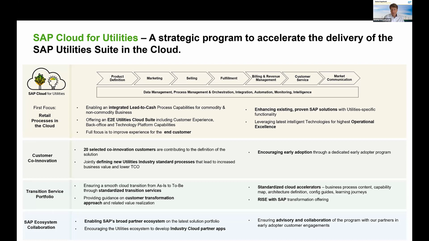Important to understand is that we do that together with the market. We have a group of co-innovation customers that help us to specify and understand the market demand, and to prioritize it in the right way. That is an open group that has existed for 2 years now and provides us with very substantial information about our development roadmap. So that is Cloud for Utilities.